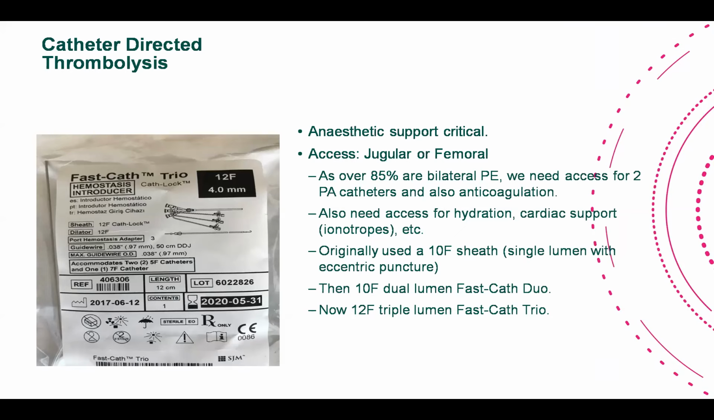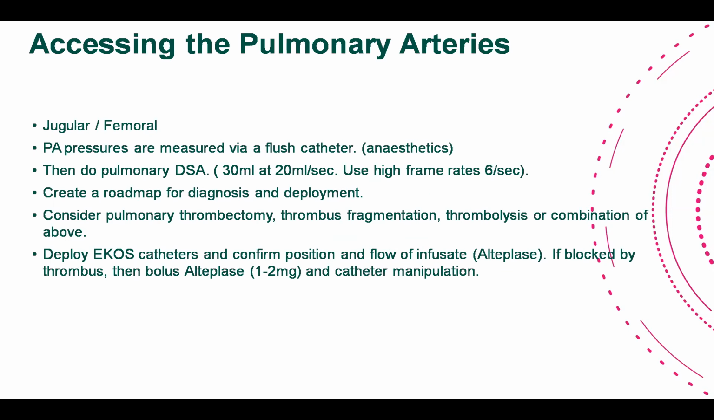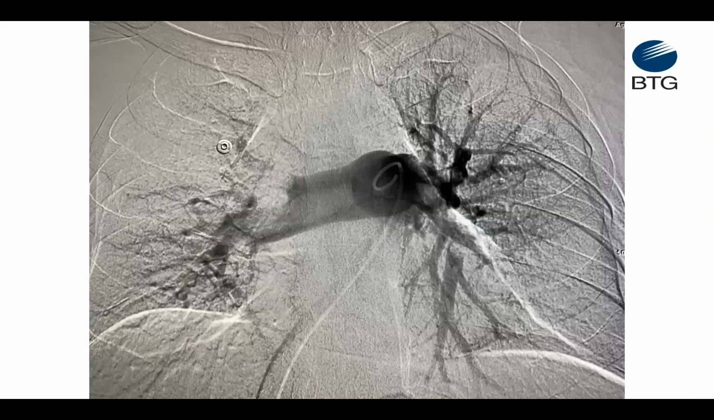We use two of them for the right and left pulmonary artery if the patient has bilateral PE, and the third one we leave to the ICU, to be able to use it for whatever they want to infuse. And this is a pulmonary venogram, for a patient with a large filling defect in the right and left pulmonary artery, as well as in the pulmonary trunk.